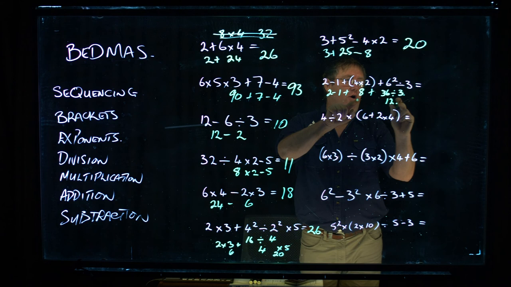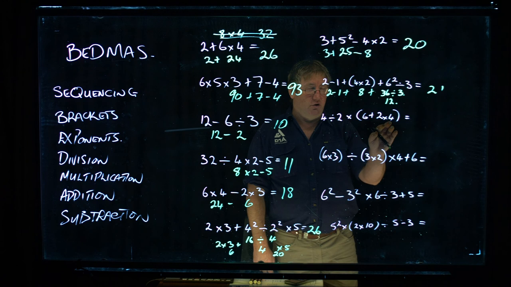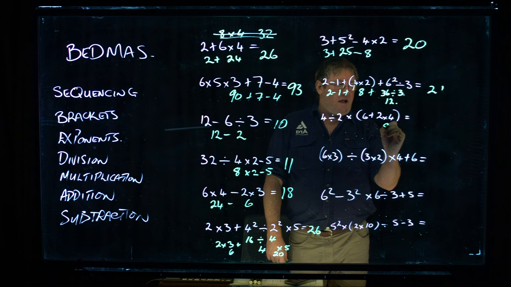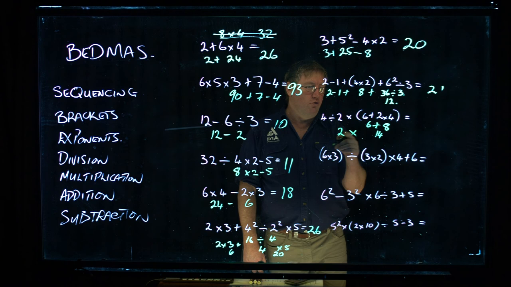This one here, okay, so we've got brackets again. And inside the brackets, we've got multiplication and addition. So we need to do that multiplication first before we do the addition. So 2 times 4 is 8. 8 plus 6 is 14. Over on this side, we've got 4 divided by 2 times the 14. So division above the multiplication. 4 divided by 2 is 2. So we've got 2 times 14 is 28.